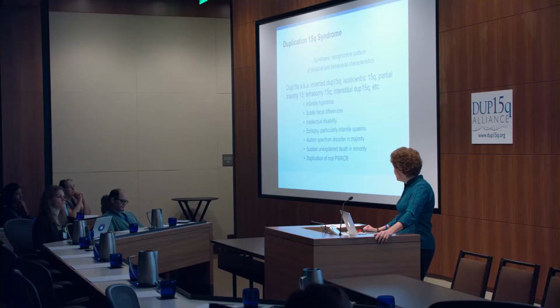And it's had many different names over the years. So many decades ago, it was called an inverted dup15q, isodicentric 15q, which we still use today. Some reports back in the day called it a partial trisomy 15, sometimes referred to as tetrasomy 15q, interstitial dup15, etc. So this can be very confusing, as you can imagine, for families, and one of our first challenges in trying to organize enough families to think about research and support was to gather families who were all being given these different names for the condition and have them realize, yes, we all have the same thing.